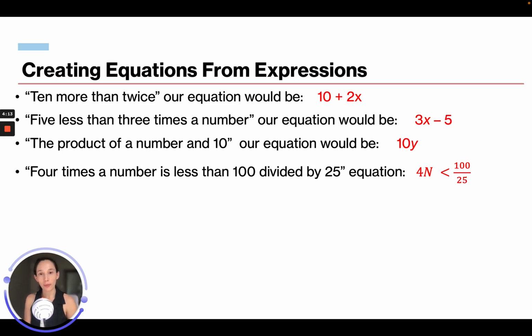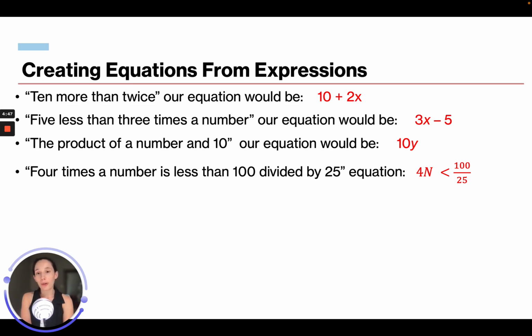All right, so we went over the first one. Let's keep going. So 5 less than 3 times the number would be 3 times the number is going to be 3x, and it's 5 less, so minus 5. The product of a number and 10. So a product is multiplication, right? Because if it was addition, it would be sum, but product is multiplication. So the product of a number and 10 would be 10x or 10y.